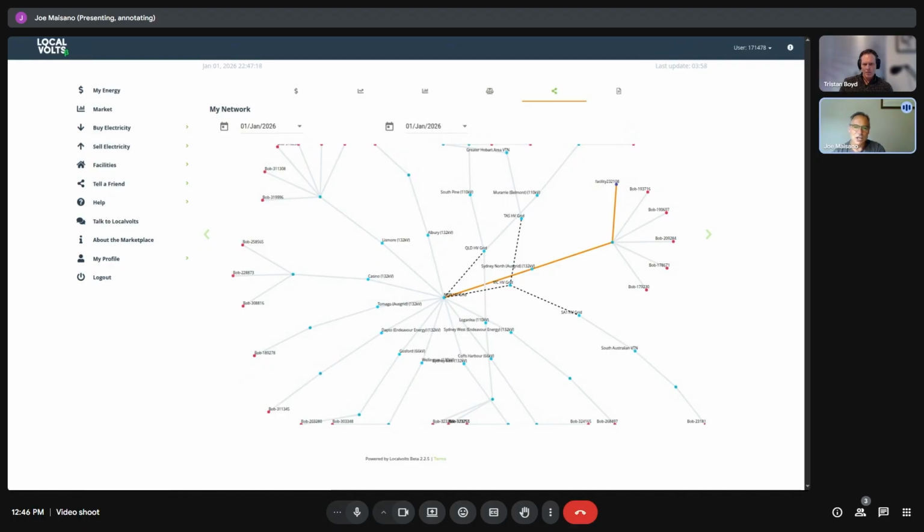Someone who does no trading would just have a couple of lines on there, pretty much just going to their local state grid. Whereas, as you can see, there's a fair degree of trading here. Someone with even more would have more connections. This also highlights that there's no longer a need for communities or groups to be geographically close. You can have a community connection from North Queensland down to southern Tasmania.